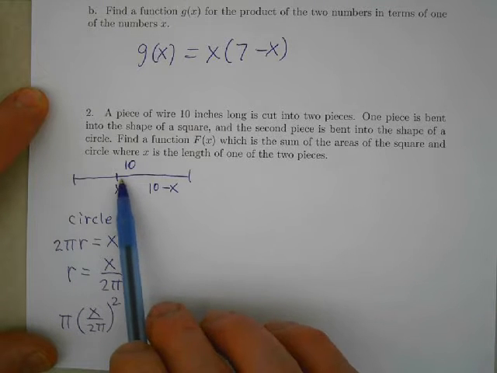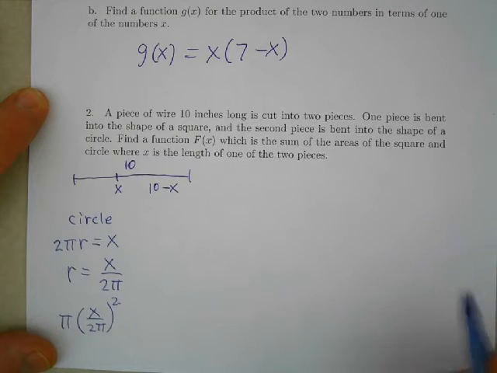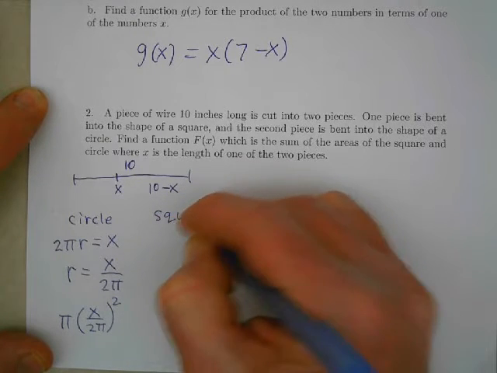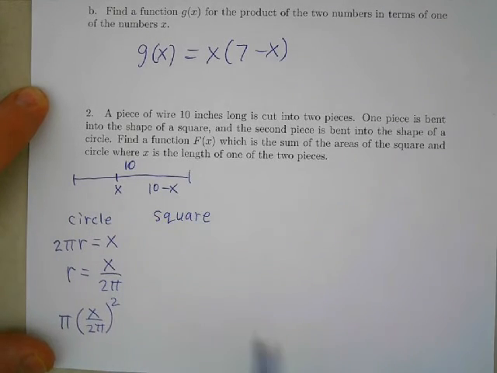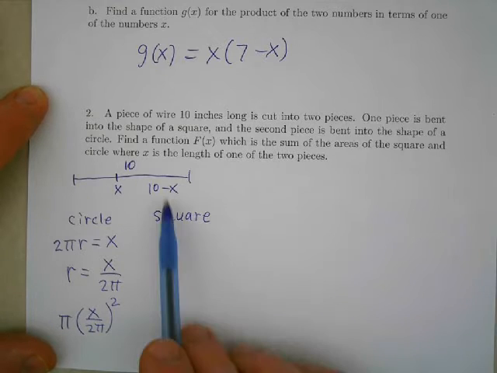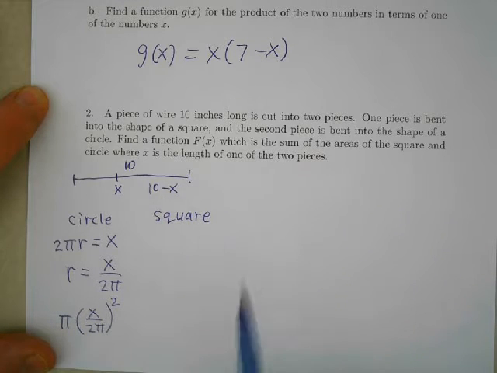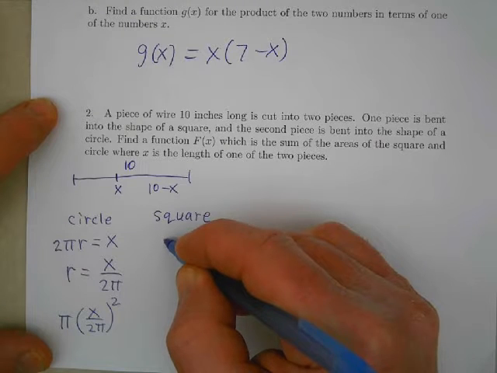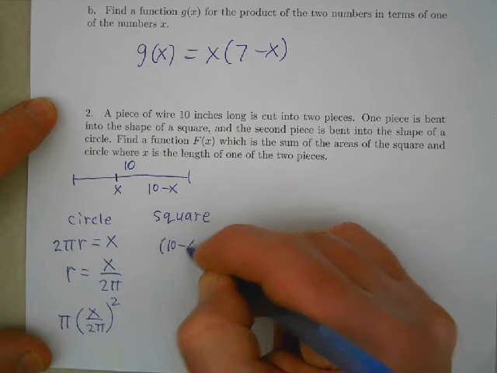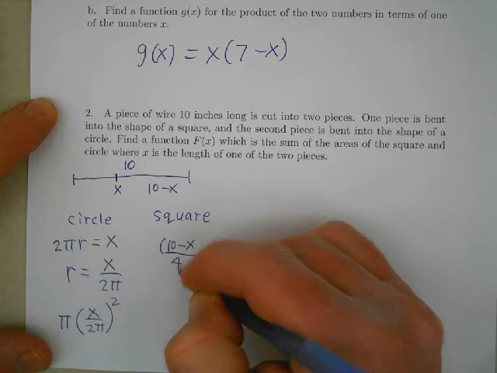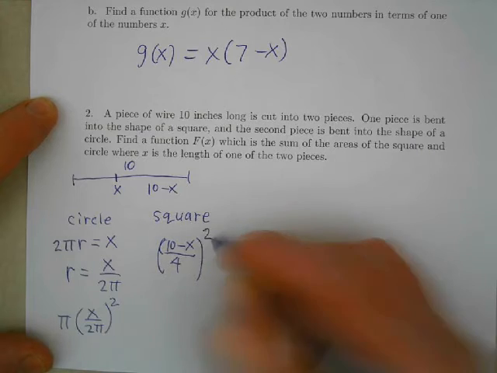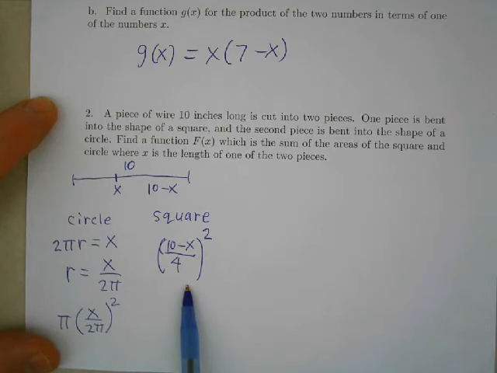For the other piece of wire that's 10 minus x inches in length, we're going to bend that into the shape of a square. A square, all 4 sides are equal, so that means if 10 minus x inches is the perimeter of the square, then each side is (10 minus x) divided by 4. And then if we want to find the area of the square, we just square the length of one of the sides. Okay, so this represents the area of the square.